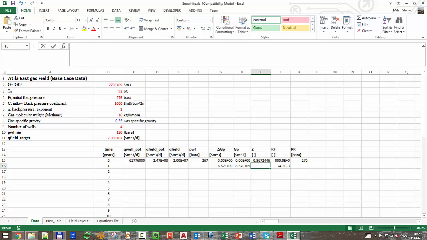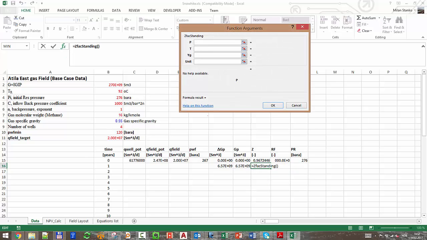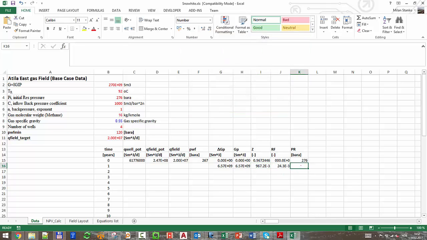So let's make that C factor standing. Pressure, I use the pressure from the previous year. The temperature, I have to block it. Then specific gravity, again I have to block it. And the unit, if you remember, is 2 because we are working in metric. And then here I have a, so let me copy that.